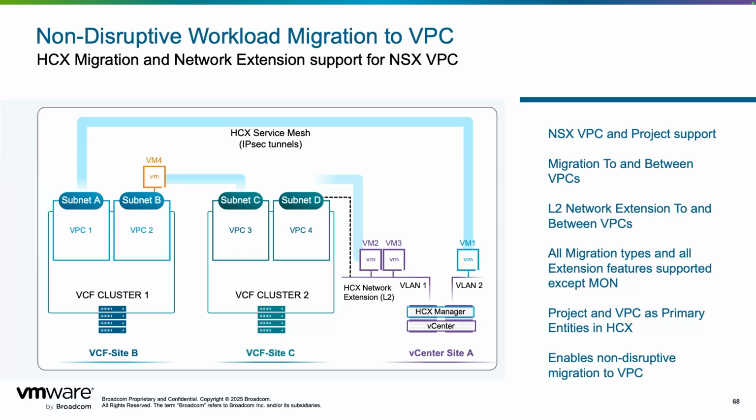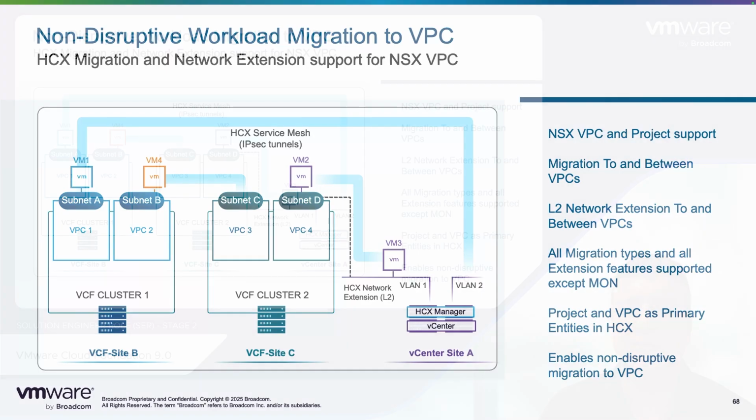Some examples of the use cases this feature will enable include non-disruptive migration from VLAN-backed networks to VPCs, non-disruptive migration from VLAN-backed networks to VPCs with network extension capability, so workloads with common services can continue to communicate with the originating or older source site. And the third also enables non-disruptive migration between VPCs.